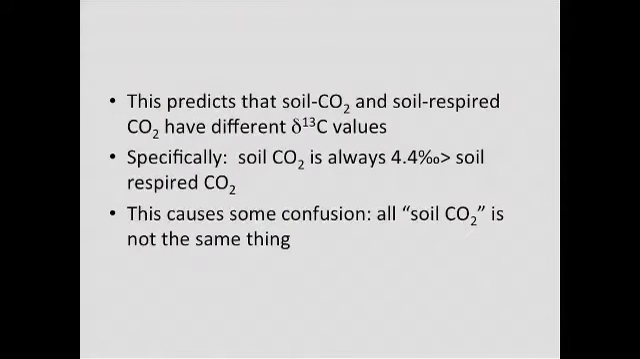All right. So what this predicts, there are some interesting predictions here. This predicts that soil CO2 and soil respired CO2 have different delta C13 values. And this has always been a confusing thing to a lot of people. What it says is that soil CO2 is always at least 4.4 per mil greater isotope value than soil respired CO2. And that means that not all soil CO2 is the same thing. Okay? So they're different things. And this gets into how you measure things.